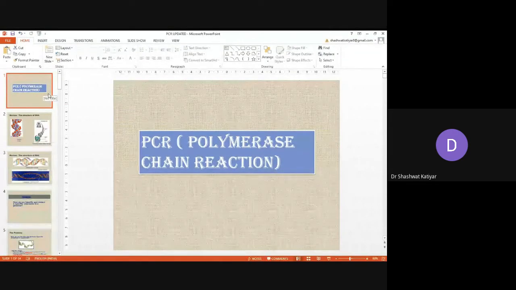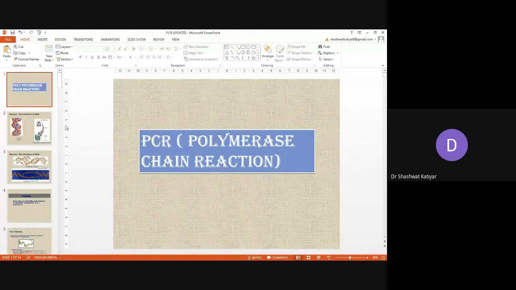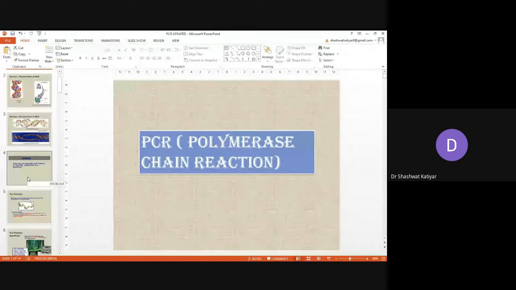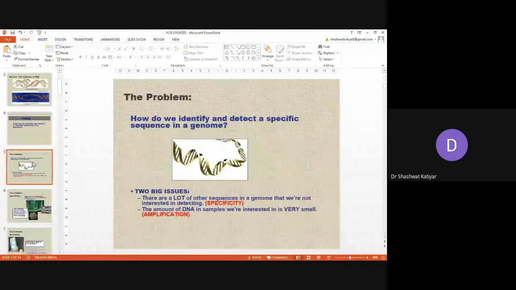We start with the polymerase chain reaction. It's about the DNA sequences and their dNTP structure, which can extend the DNA chain, and then the polymerase enzyme, which is used for the extension of that DNA chain. And then there are two big issues for the polymerase chain reaction. There are a lot of other sequences in the genome that we are not interested in detecting. Actually, they are specified sequences, and the amount of DNA in the sample we are interested in is a very small amount, so we can amplify a small quantity of DNA into a microgram quantity of DNA. With the help of this amplification, that will be a polymerase chain reaction.